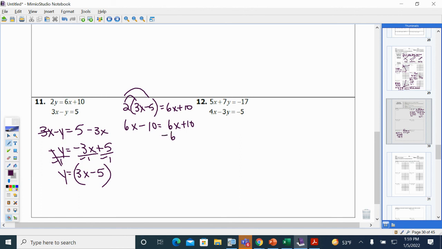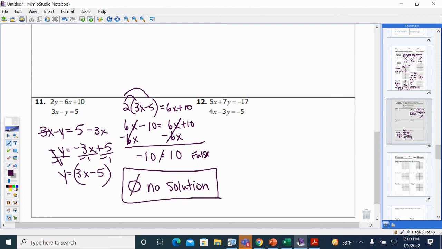Now, what happens here, and I'm going to write this out, even though you guys probably don't need this, is when you go to subtract 6x, your x's are going to go away on both sides. And what you have left says negative 10 is equal to positive 10, which is false. Negative 10 never equals positive 10. So that's going to give us no solution. And that's what that would look like. If that happened to be 10 equals 10, then that would be infinite solutions.